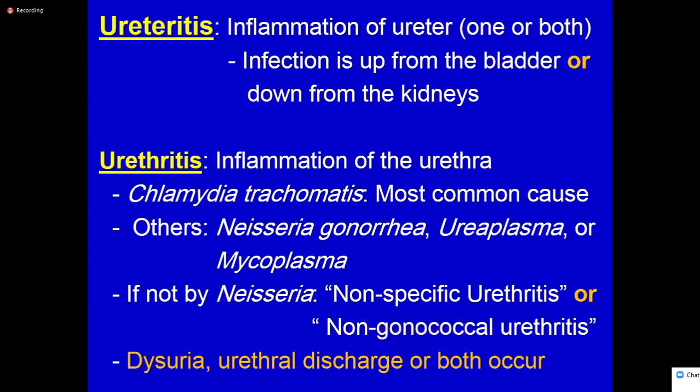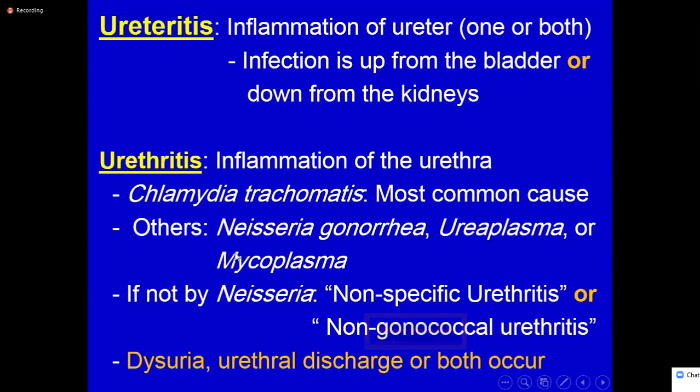Urethritis, inflammation of the urethra. Now the microorganisms here are a bit different in urethritis. The most common cause is Chlamydia trachomatis. So remember, chlamydia is the main cause of urethritis. Other causes: Neisseria gonorrhoeae, ureaplasma, mycoplasma.